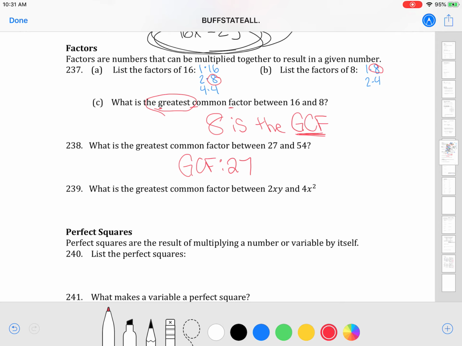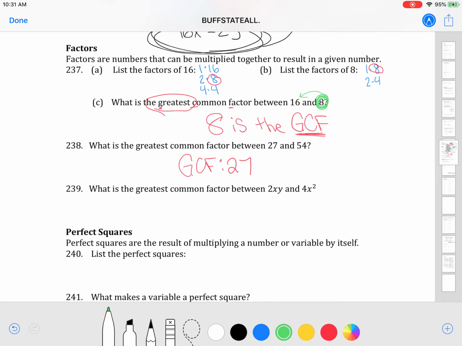Something that's kind of a nice shortcut that maybe you've noticed with the last two greatest common factor examples that we did is looking at the smaller number. So going back to part C, the smaller number between 16 and 8 is 8. The biggest number that can go into 8 is 8. So if 8 also goes into your other number, it's got to be your greatest common factor because nothing bigger than that smaller of the two can go into both of them.